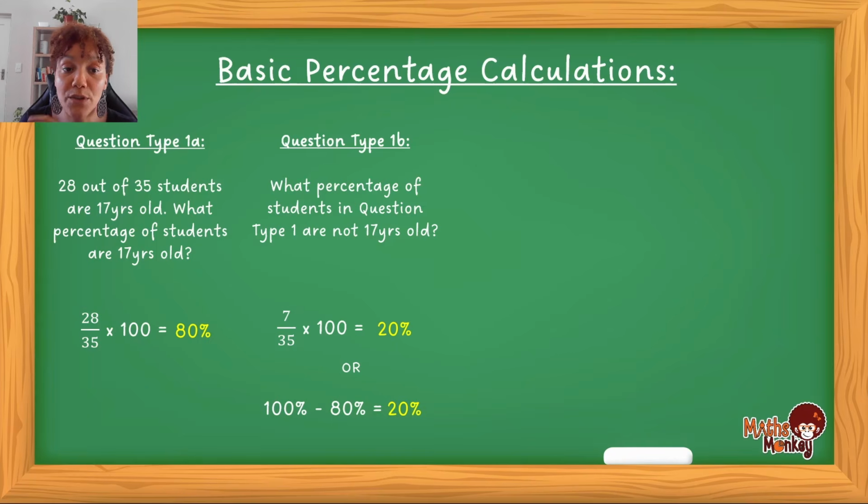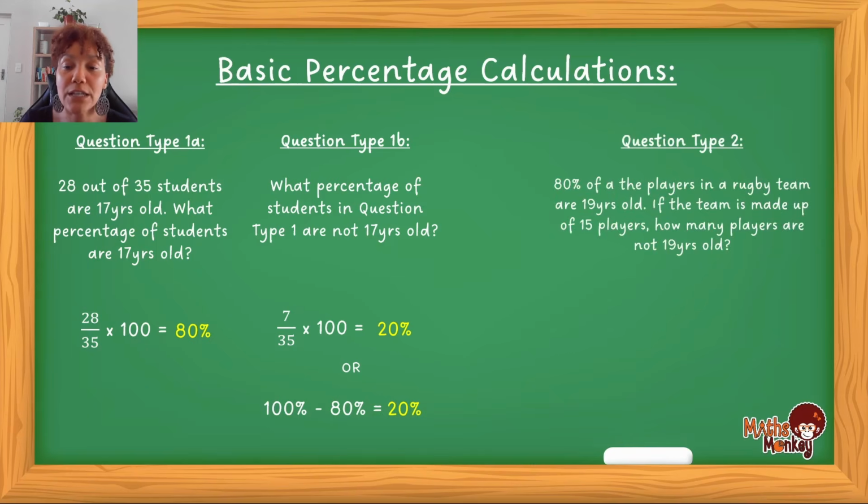Okay, so in this case, you were being asked a percentage. So in both of my calculations, I multiply by 100. Now let's look at where we would divide by 100. So in this case, if you read the question, it says 80% of the players in a rugby team. Okay, so clearly that's a typo. So 80% of the players in a rugby team are 19 years old, right? If the team is made up of 15 players, how many players are not 19 years old?